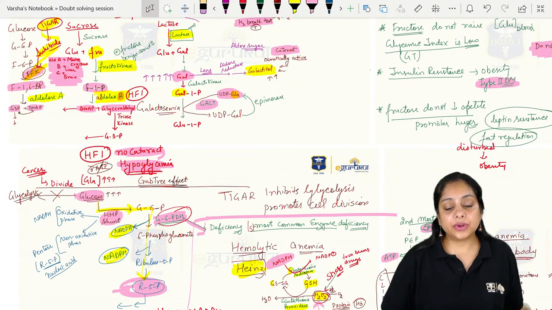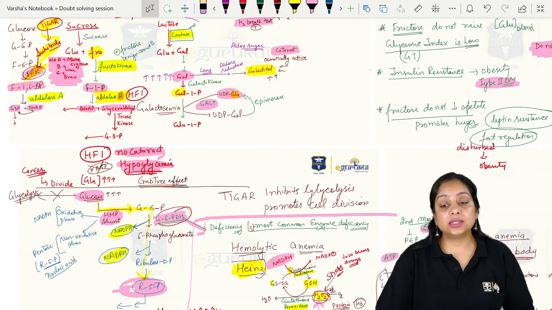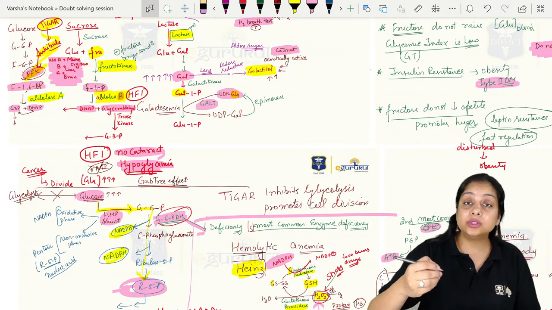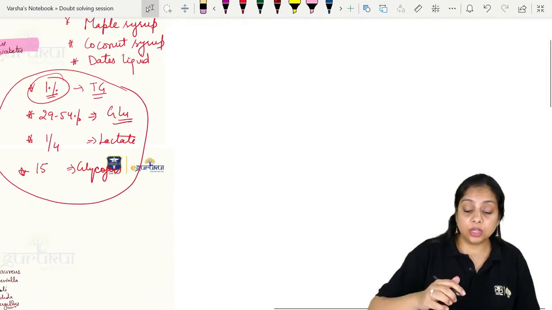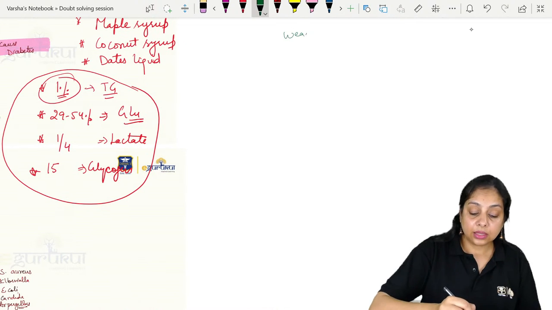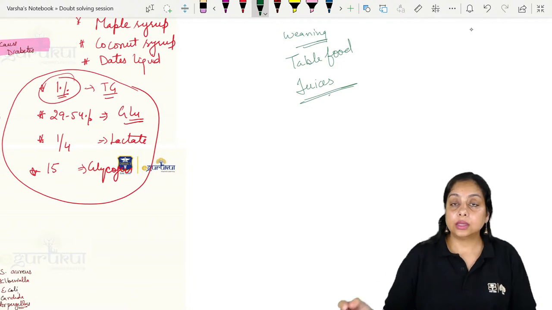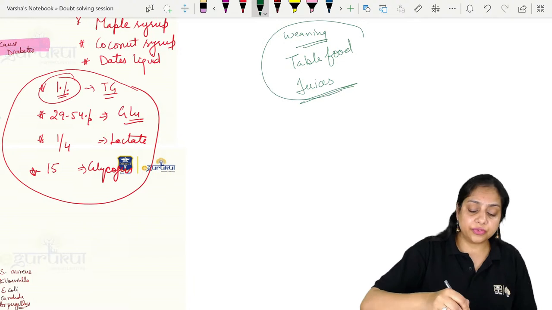In hereditary fructose intolerance, you will see the baby had just been shifted or weaned off. They will use weaning off as the term. Weaning off is when the baby's mother's breast milk has stopped or the baby has started table food or just had juices. Usually these kinds of words they use.